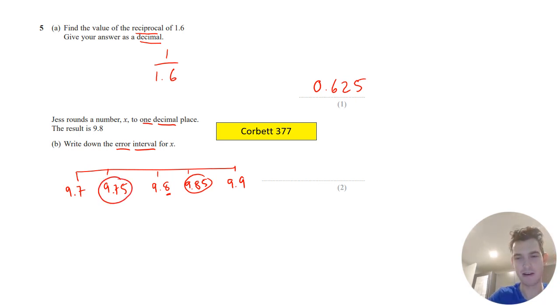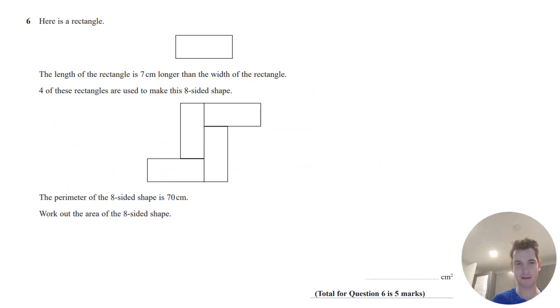Now I need to write this as an error interval. So you need to remember how to do this. Error intervals are always written like this. And the way to remember this first one, x is greater than or equal to 9.75, is because if the number x was 9.75, that would round up to 9.8. But the number can't be 9.85 because that would round up to 9.9. So those are always the inequality signs that you need to write your error interval. Next question.